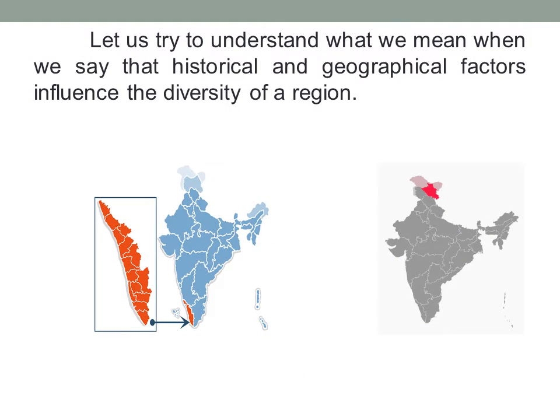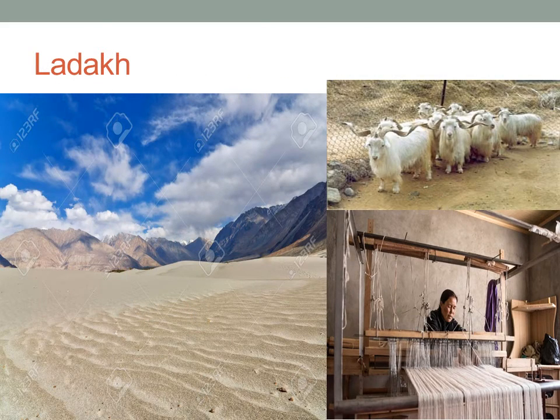Let us try to understand what we mean when we say that historical and geographical factors influence the diversity of a region. We will take the example of Ladakh and Kerala. Kerala is a state in the southwest region of India, and Ladakh is next to Jammu and Kashmir in the north of India. Ladakh is a desert in the mountains in the east of Jammu and Kashmir.